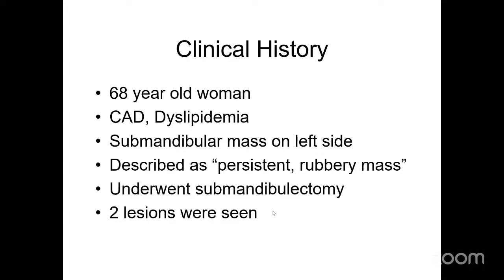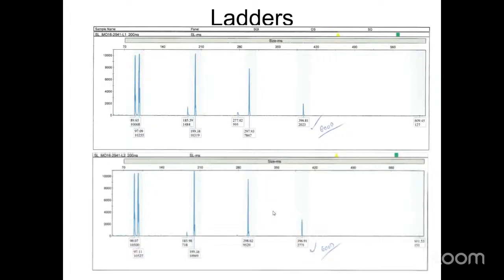Clonality studies were done to see, one, if there is a clone present in both the sites, and if present, was it similar or not. So we typically look at the size ladder, which tells us the integrity of the DNA that we are looking at, and it shows that the integrity of the DNA is pretty good. Up to 400 base pairs, you are able to amplify the DNA.